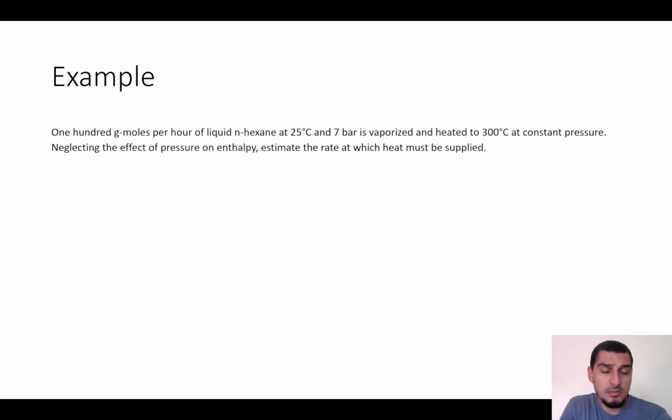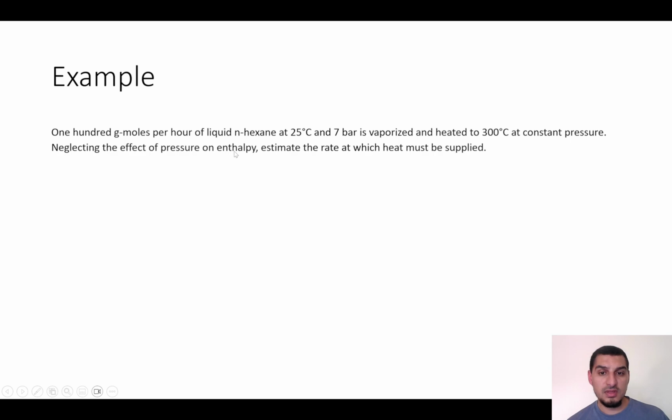Now we are going to solve this problem, which is a combination of different things regarding the change in enthalpy. In this example, we have 100 gram moles per hour of liquid hexane at 25 degrees Celsius and 7 bars. This is the feed, the original material that we have. It's liquid and it is vaporized and heated to 300 degrees Celsius. Vaporized means that it's turned into vapor. Heated means it's being superheated to 300 degrees Celsius at constant pressure.